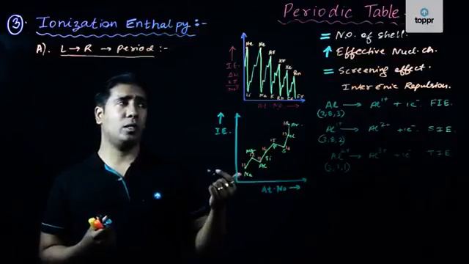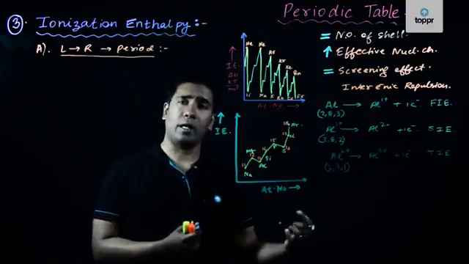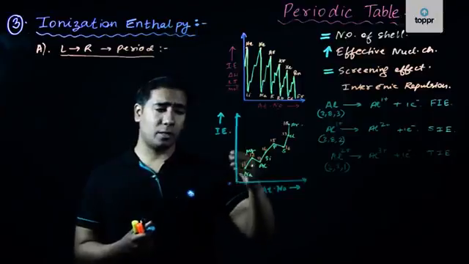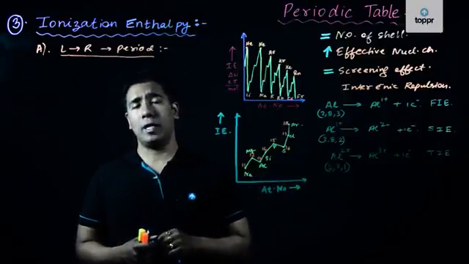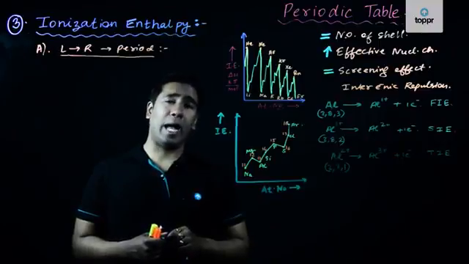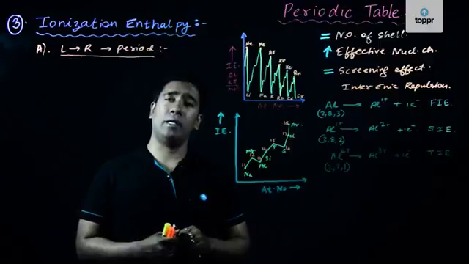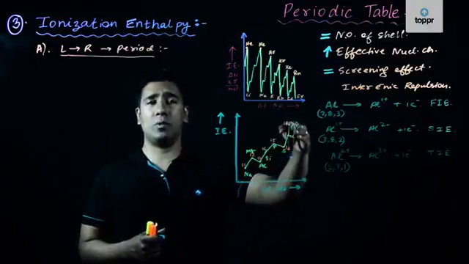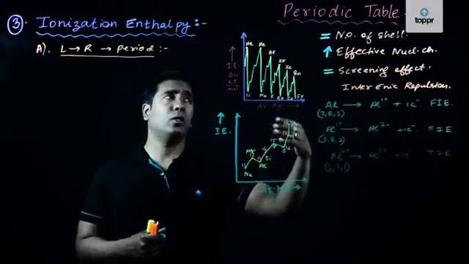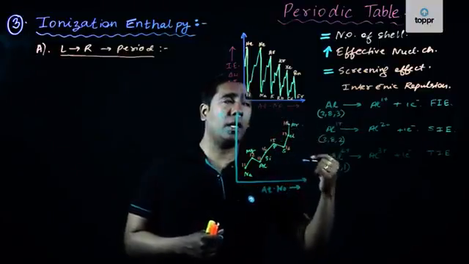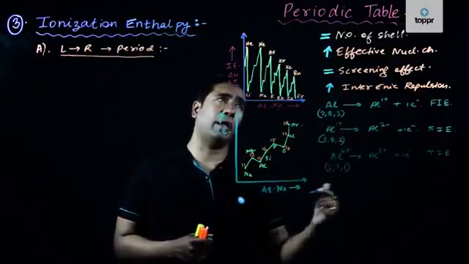Now, let us talk about the interelectronic repulsion. As we go from left to right in the periodic table, that is from sodium to argon, more and more electrons are being added to the same valence shell, due to which the interelectronic repulsion will increase as the number of electrons keeps on increasing, especially after phosphorus. So the amount of interelectronic repulsion will increase in the valence shell as you move from left to right in the periodic table.